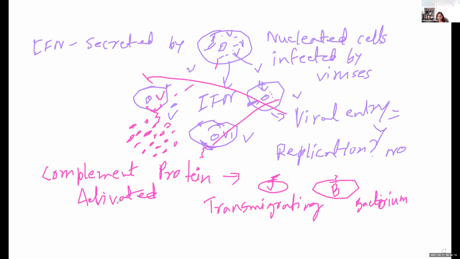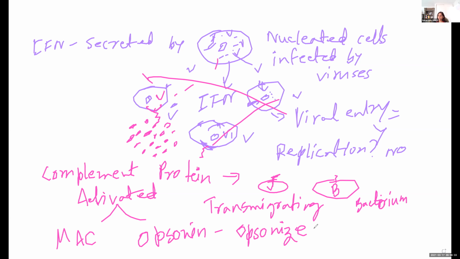That protein could be, as we saw, a MAC, membrane attack complex, which punches a hole, or it could be an opsonin, which will cover the entity, it is part of the entity, and makes it more visible to the phagocytes. Opsonins are those proteins that opsonize. The process is known as opsonization.